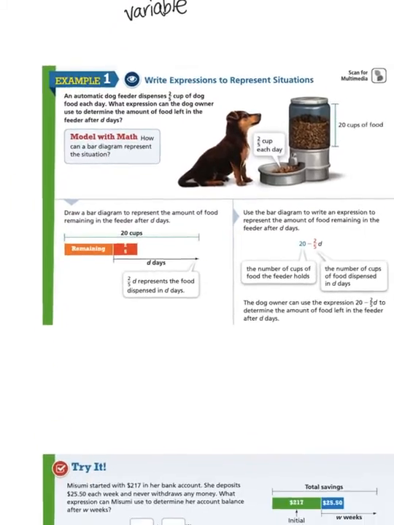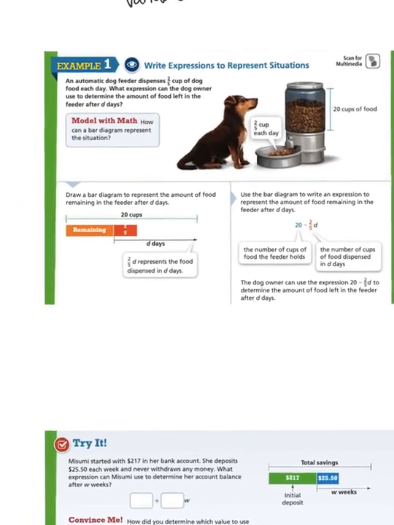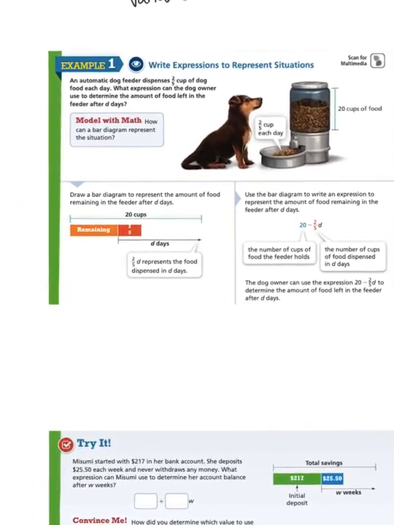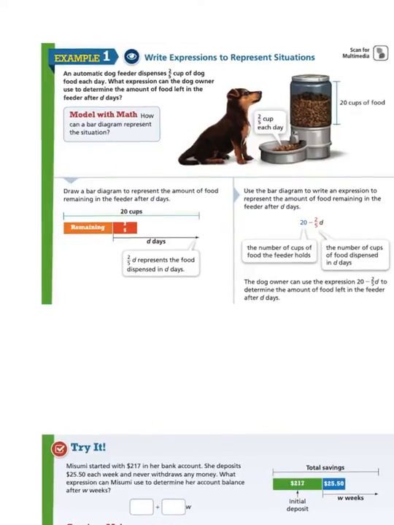So let's look at example number 1. Writing expressions that represent situations. So basically what we're going to do is write an algebraic expression that represents this word problem or situation. An automatic dog feeder dispenses 2/5 cup of dog food each day. What expression can the dog owner use to determine the amount of food left in the feeder after D days?